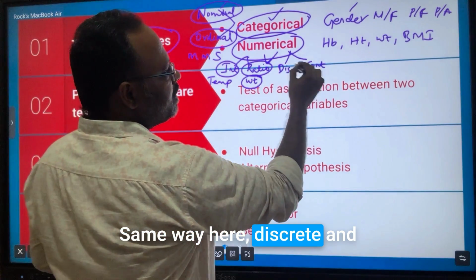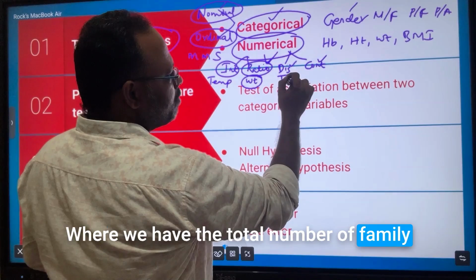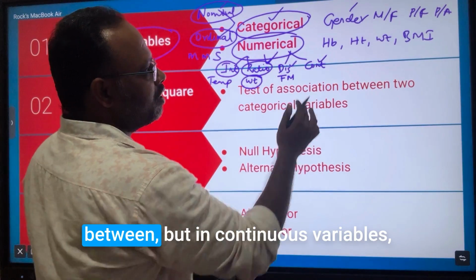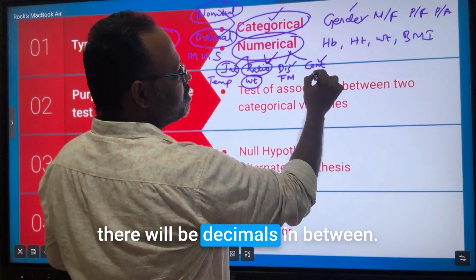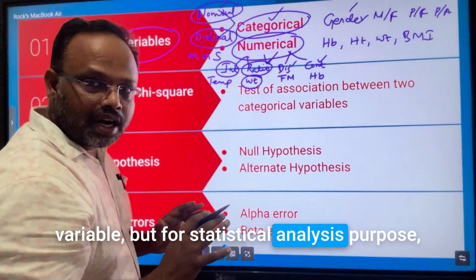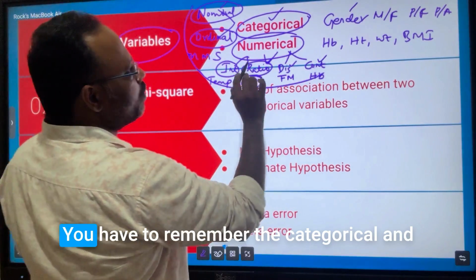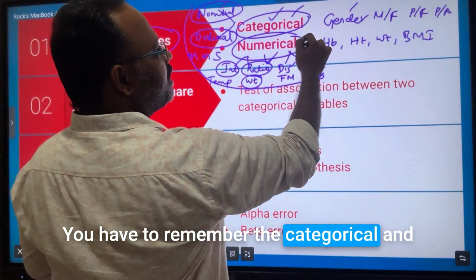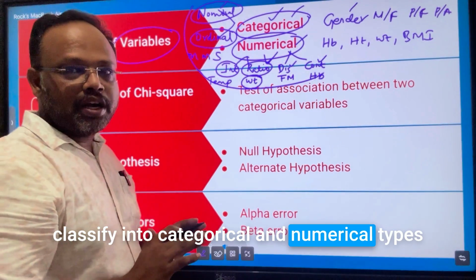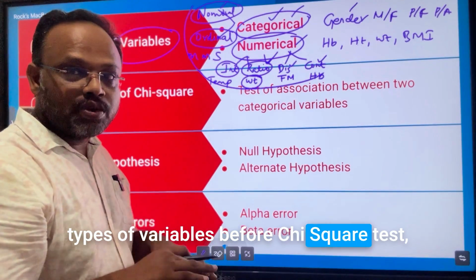In the same way, discrete and continuous variables are there, where the total number of family members will be considered a discrete variable, so there will not be any decimal in between. But in a continuous variable, there will be decimals in between. For example, hemoglobin is a continuous variable. But for statistical analysis purpose, you need not remember all these classifications. You have to remember only the categorical and numerical types, and you need to correctly classify into categorical and numerical types simply. Why are we understanding these types of variables before chi-square test?